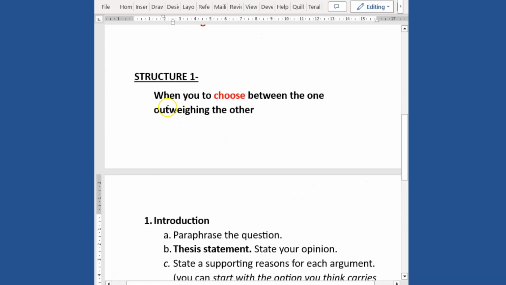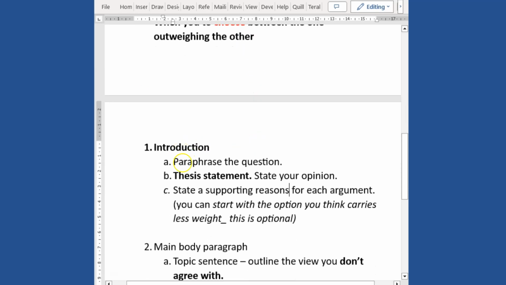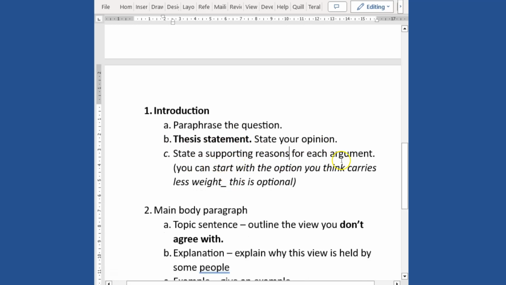Remember, we said we are going to choose whether the advantages outweigh the disadvantages. If you have been asked to choose whether the advantages outweigh the disadvantages, you don't have to stand on one side. You still need to talk about the other side. Why do you think that one part outweighs the other? You still have to talk about both of them, and then you choose which one is better. So you state your opinion, and then you state the supporting reason for each one.